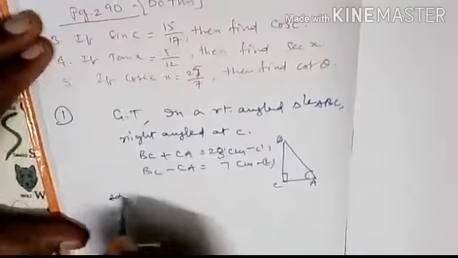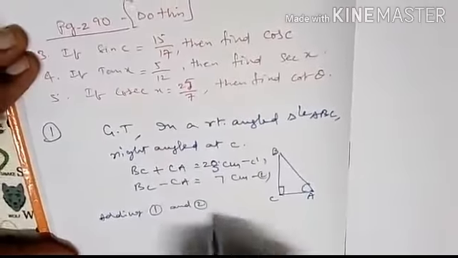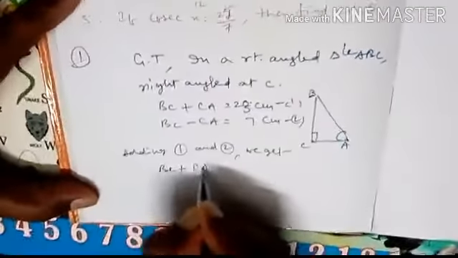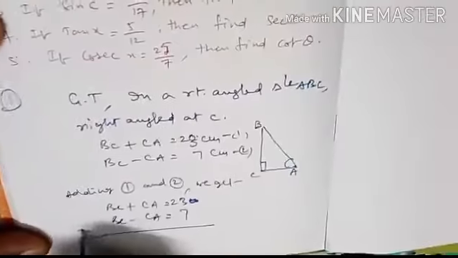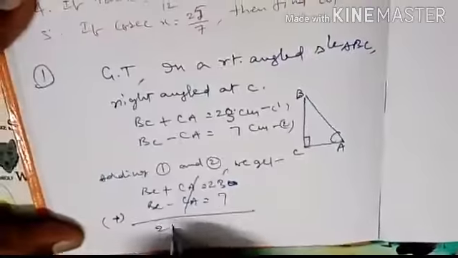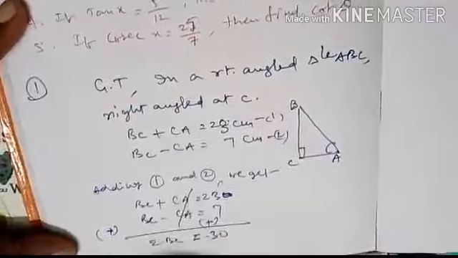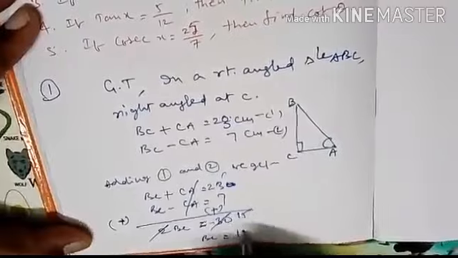So adding 1 and 2, we get BC plus CA is equal to 23, BC minus CA is equal to 7. When you are adding, symbols don't change. CA gets cancelled. 2BC is equal to 30. So 2 gets cancelled, 15 times. So BC is equal to 15 centimeters.